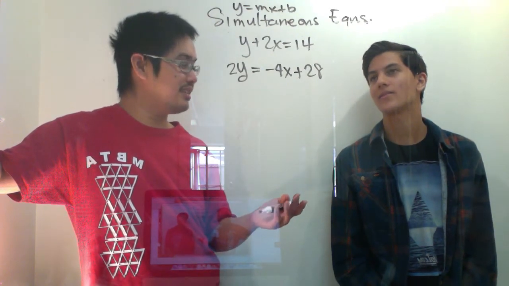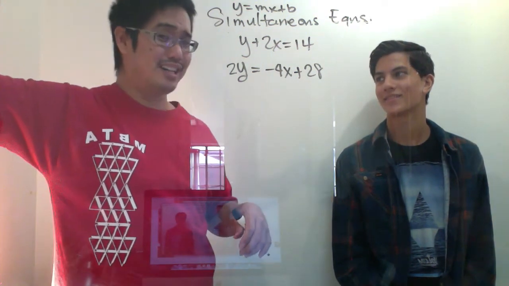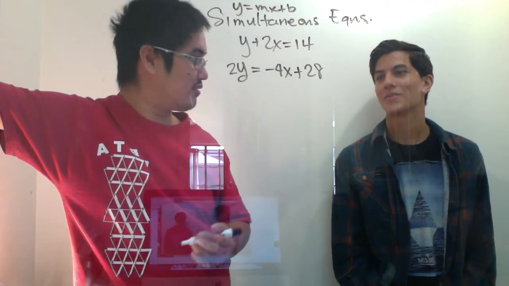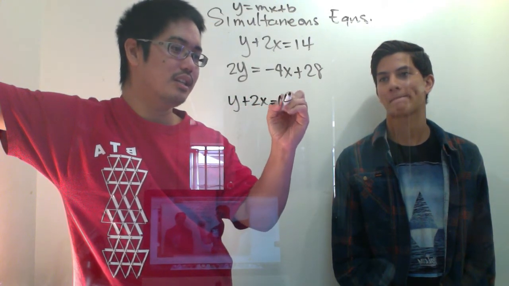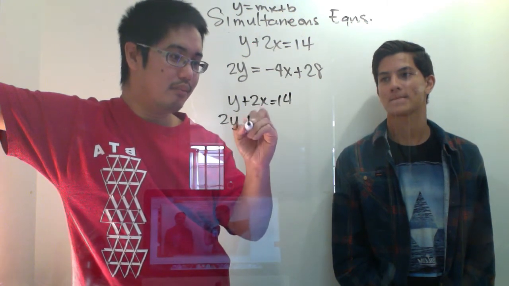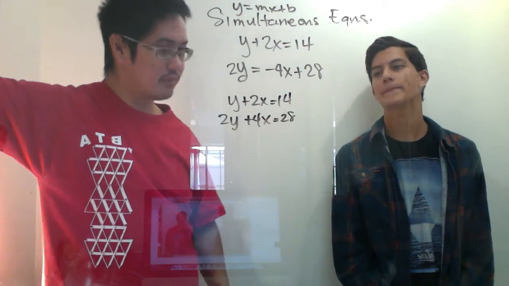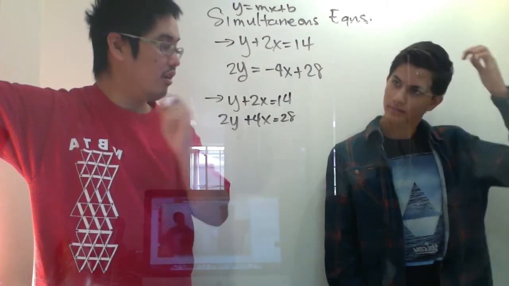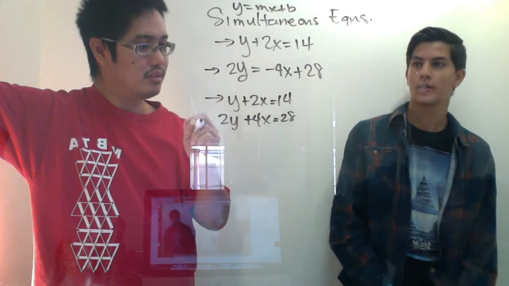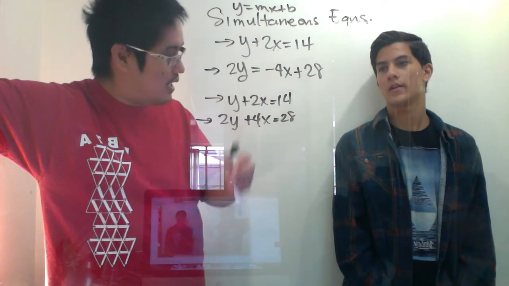Nice. Okay, so let's do what you think. Let's do it the way you wanted to do it originally. Let's just move this 4x over to the other side. So I have y plus 2x equals 14, and 2y plus 4x equals 28. We cool? Yep. Good. All I did was I wrote the top one. I didn't change it at all. And I wrote the bottom one, but I just moved the 4x over to the other side, because I want to align the y's and align the x's.